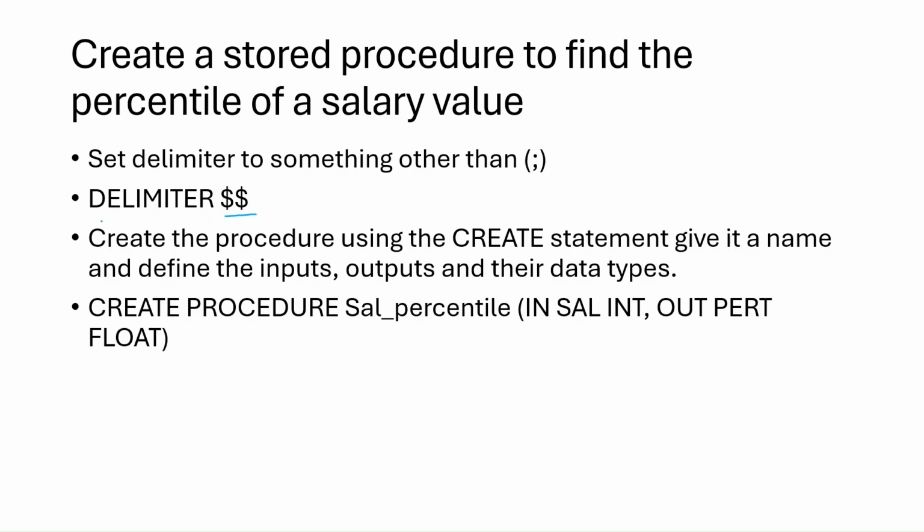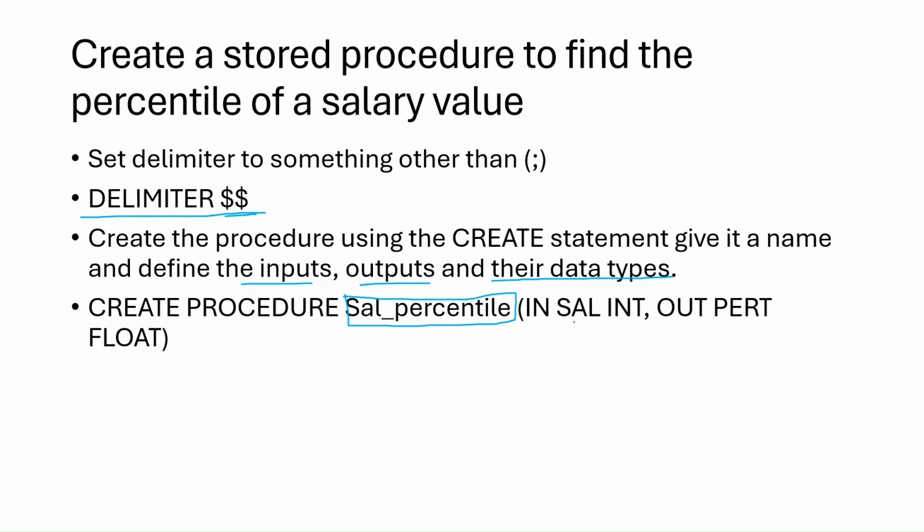So when we first write this whole statement, we set the delimiter as double dollar signs. What we now want to do is create the procedure using a create statement, give it a name, and define the inputs and outputs and then their data types. So we're going to achieve this using the create procedure statement, and then this is the name of the stored procedure, which is sal_percentile, so that's salary percentile.